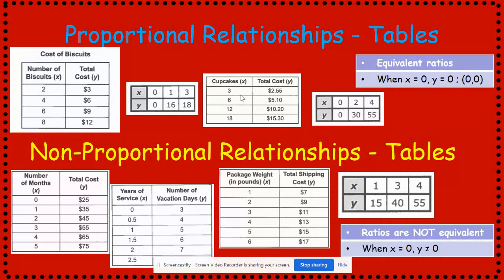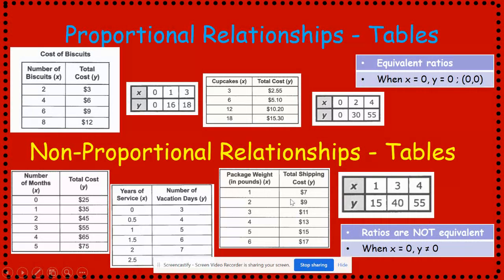So when we have tables, we can identify non-proportional relationships pretty much in the same way. When x is 0, my y will not be 0, which tells me that's not a proportional relationship. Instead, it tells me the y-intercept. When graphed, that's where the line will cross the y-axis.